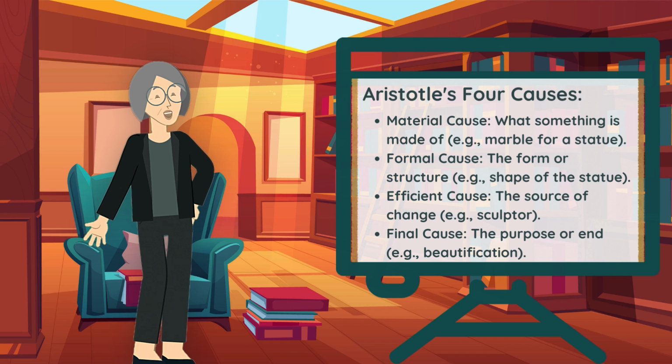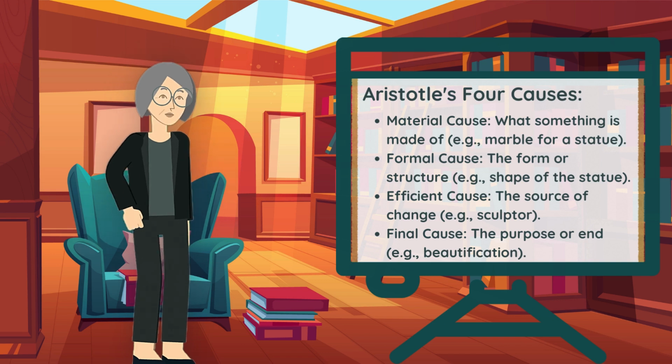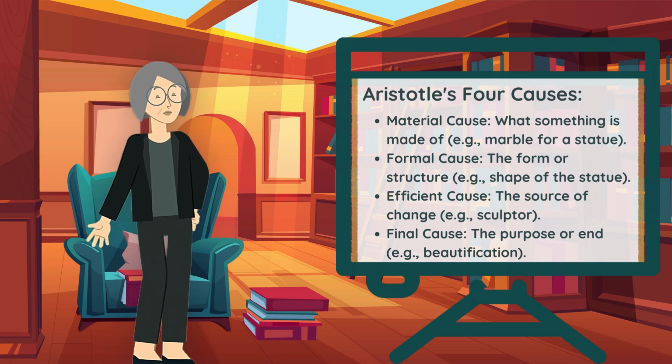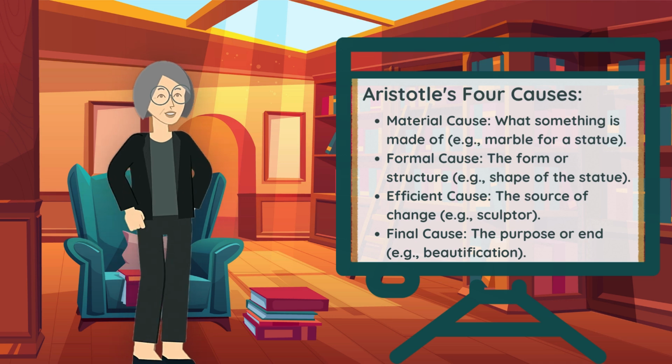Secondly, formal cause. This refers to the form or pattern of a thing, its shape or structure. For the statue, it's the form or shape of the person that the artist carved into the marble. Thirdly, efficient cause. This is the source of change or the thing that brings something about. In this case, it's the sculptor who carved the statue.